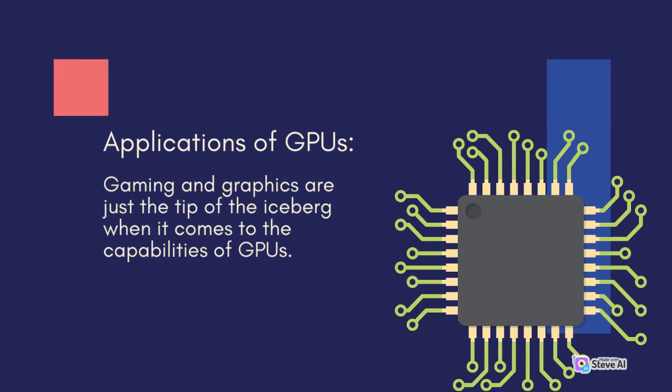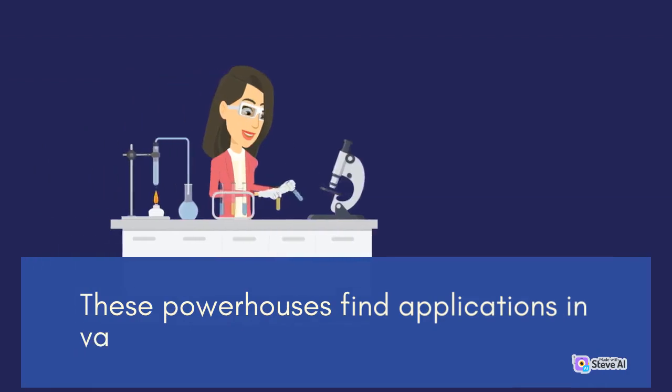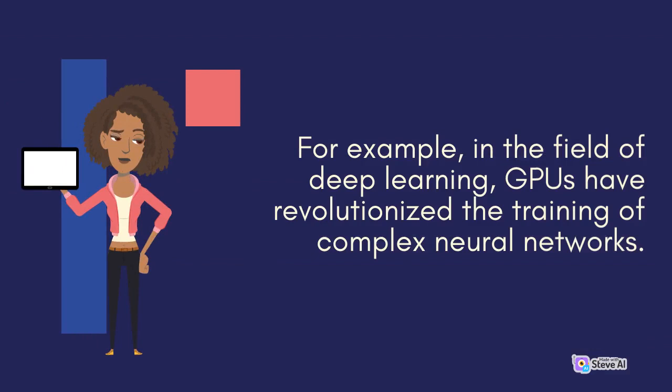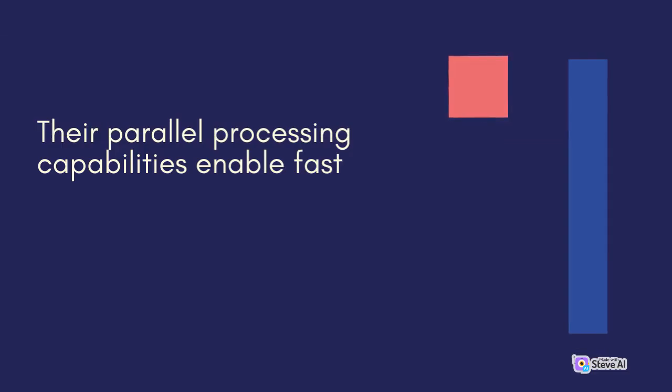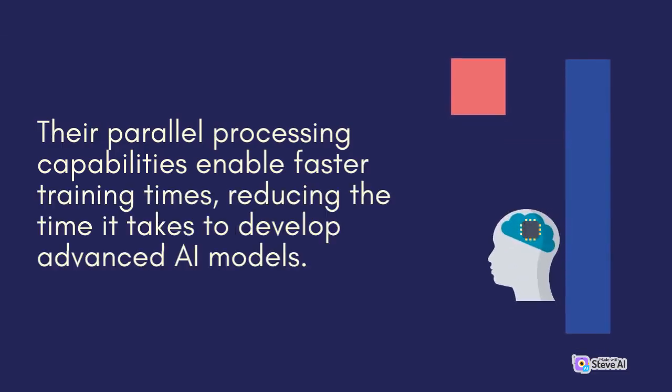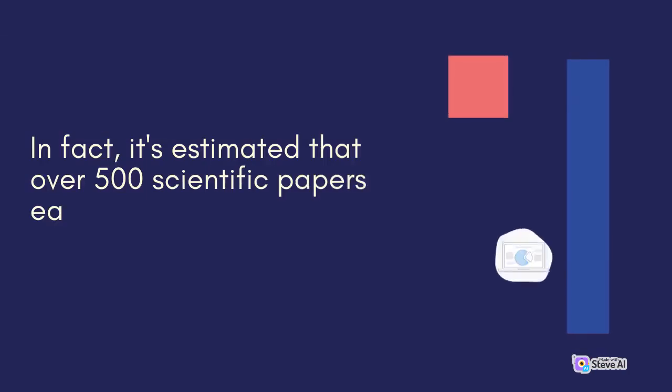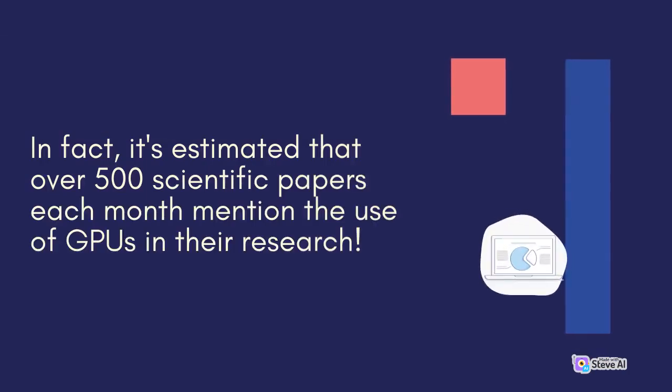Applications of GPUs. Gaming and graphics are just the tip of the iceberg when it comes to the capabilities of GPUs. These powerhouses find applications in various fields. For example, in the field of deep learning, GPUs have revolutionized the training of complex neural networks. Their parallel processing capabilities enable faster training times, reducing the time it takes to develop advanced AI models. In scientific research, GPUs are used to accelerate simulations and calculations, allowing scientists to make discoveries and breakthroughs more efficiently. In fact, it's estimated that over 500 scientific papers each month mention the use of GPUs in their research.